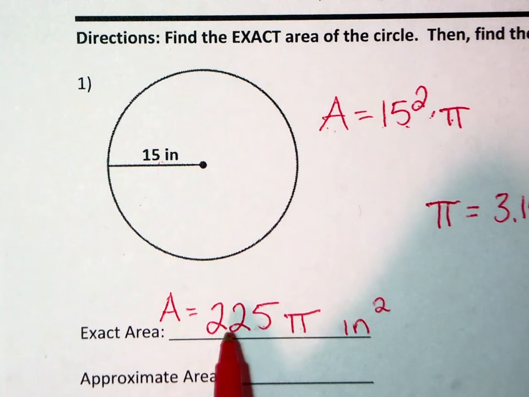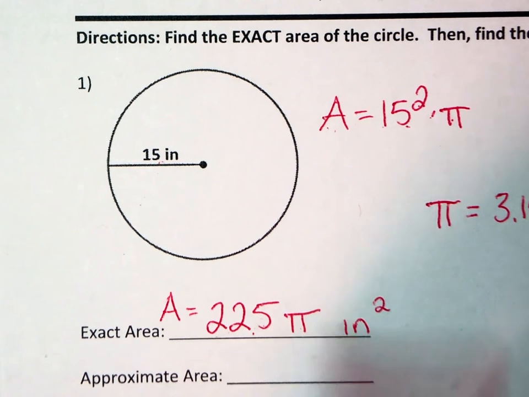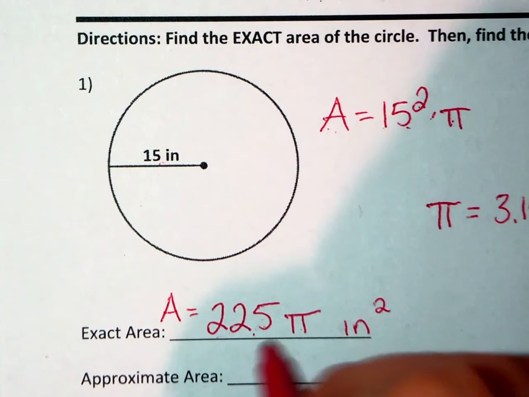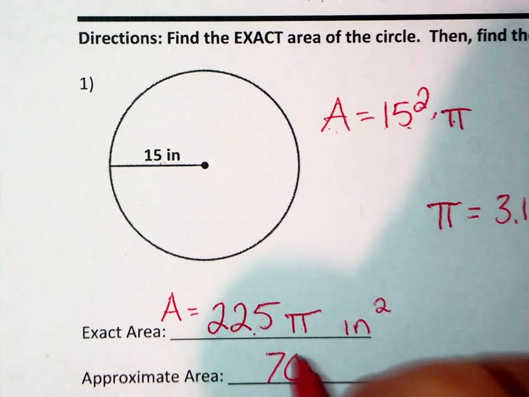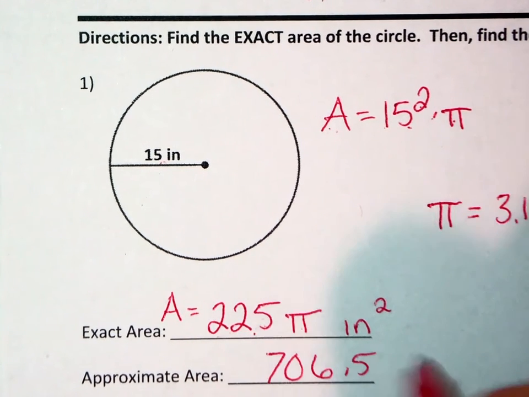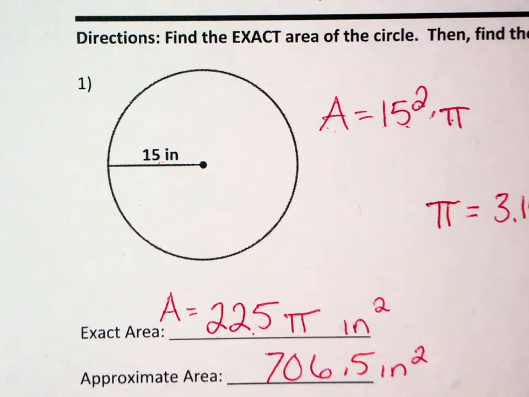So we would multiply 225 times pi. That would give me 706.5 inches squared.